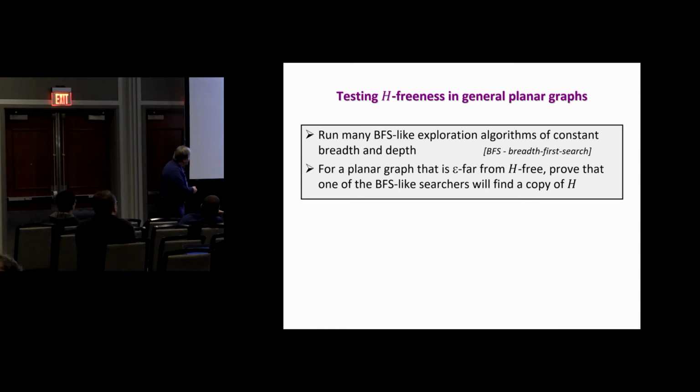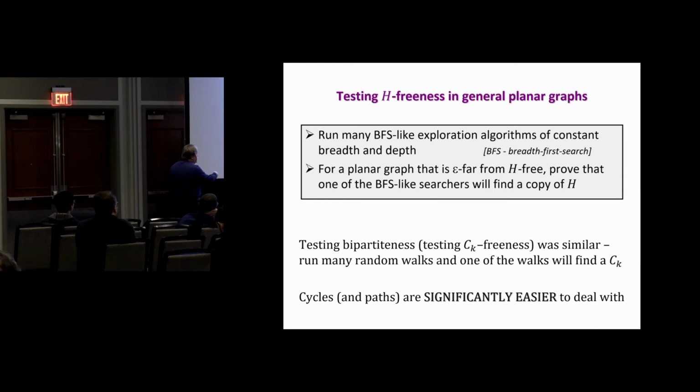Now, the main result of this paper is that if the input graph is planar and epsilon-far from H-free, then this algorithm will, with constant positive probability, find a copy of H. It's obvious that if the graph is H-free, we won't find a copy, so this is the trivial part. The difficult part is that if the graph is epsilon-far, we'll be able to find a copy of graph H with constant probability.